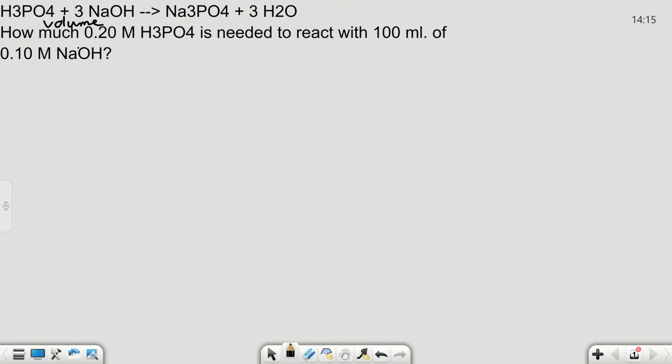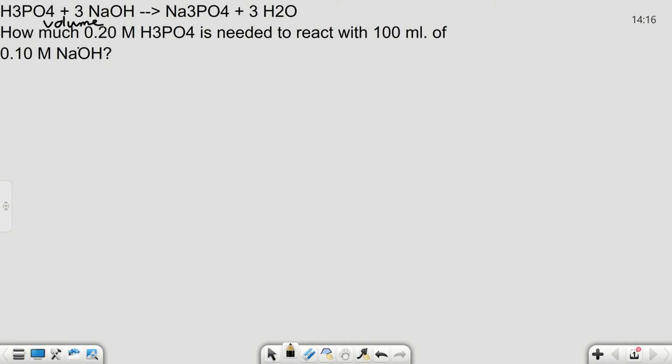Now, some people might look at this and go, wait, isn't this dilution? Read it for context. Does it say anything about diluting? Also, we can't dilute from one product to another product or one reactant to another reactant. So we are changing from one thing to another, which is why this is stoichiometry.